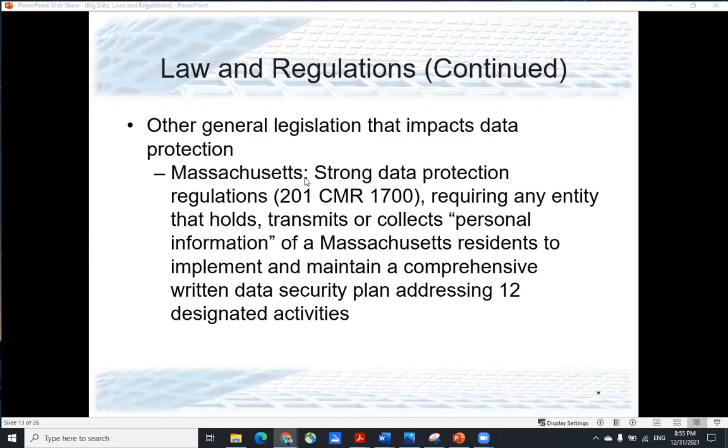And the state of Massachusetts has strong data protection regulations, and they require an entity that holds, transmits, or collects personal information of a resident of that state to implement and maintain a comprehensive written data security plan. And they have to address 3 designated activities. You can read more about those online. But basically, you have to have a strong security plan. How are you going to be dealing with that?